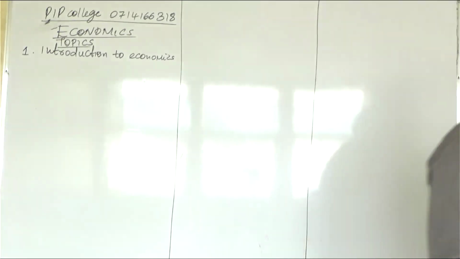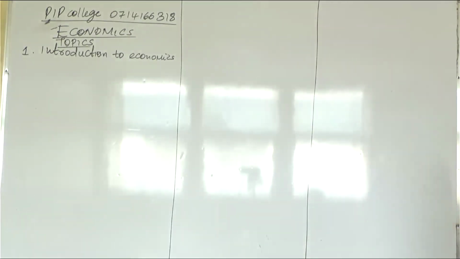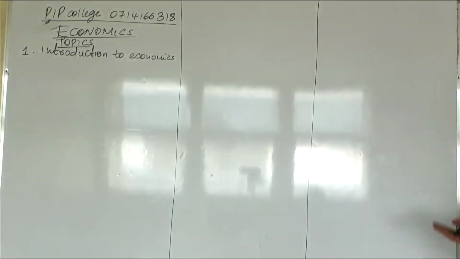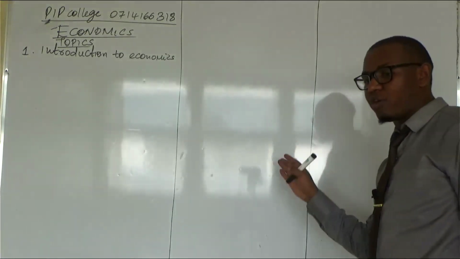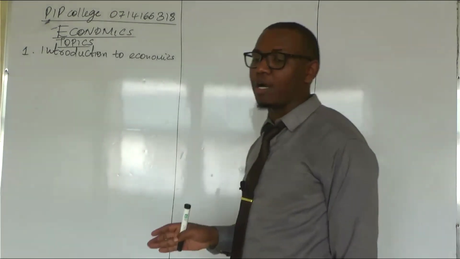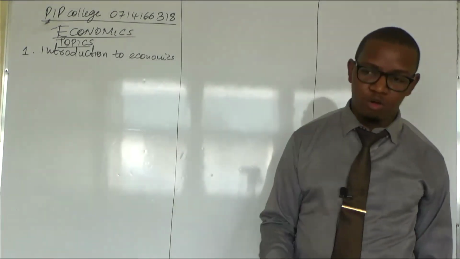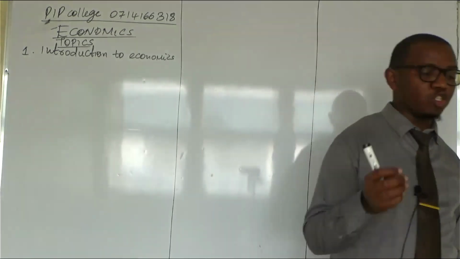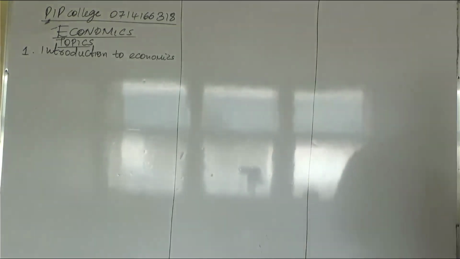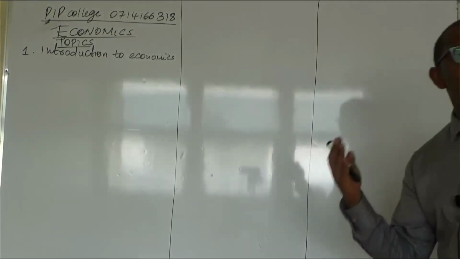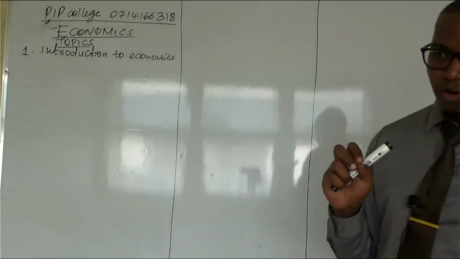So we'll be able to know how economics is divided. We have said we divide it into two: microeconomics and macroeconomics. Then afterwards, we'll also know the methodologies of economics. Here we'll be talking about positive economics and normative economics.